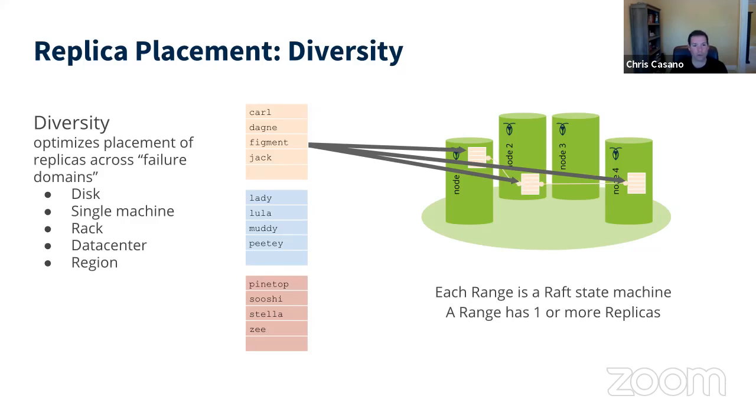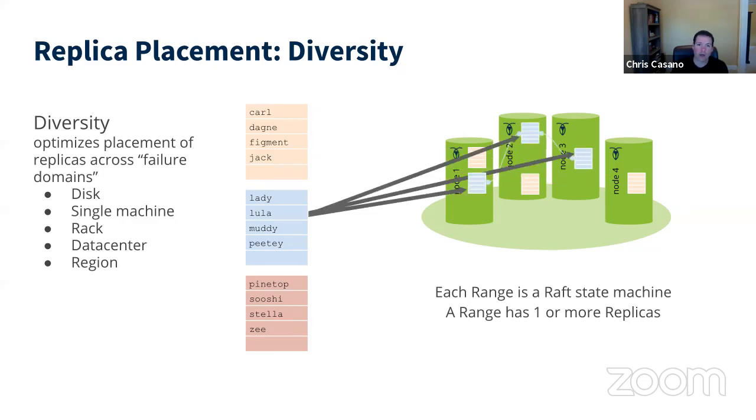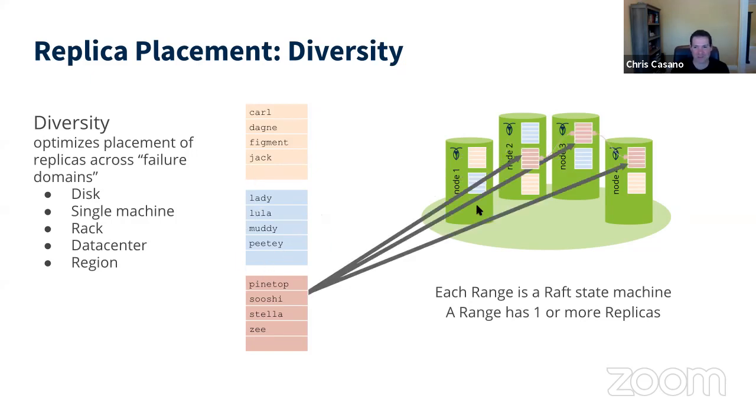So as soon as you load data into the system, ranges get created, those Raft groups get created, and then data is dispersed in a very balanced manner. You can see here, in the examples that I have, the range from Carl to Jack was dispersed. Now Lady to Petey is being dispersed, and these are all names of dogs if you're not familiar with the names. And the same thing, the last range that has Pine Top to Z is dispersed on the cluster. You can see all of these ranges are ordered by the primary key lexicographically, and that's how they're dispersed into the cluster.